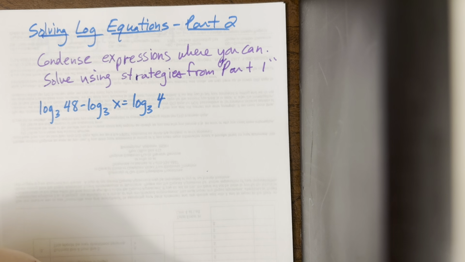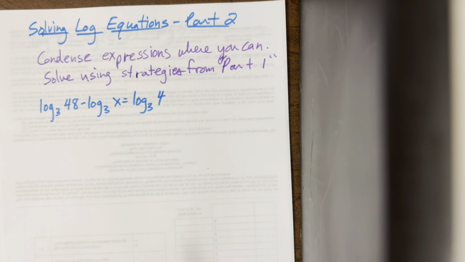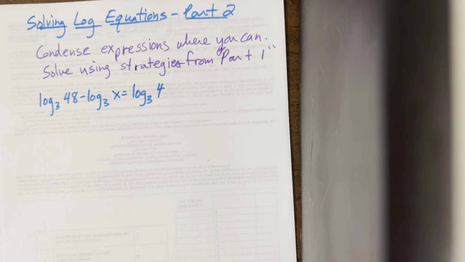So the first thing that we're going to have to do is condense where we can. After that, we're going to solve using the strategies that we used in part 1 of the video. So if you've got logs on both sides, they can cancel. Otherwise, isolate the log expression and convert it to exponential form.